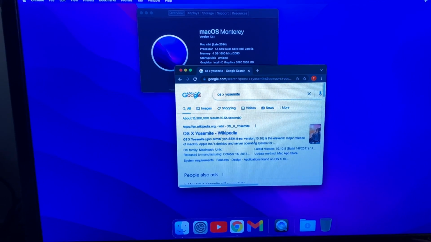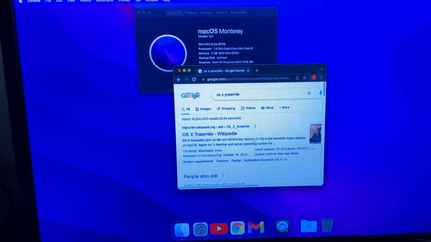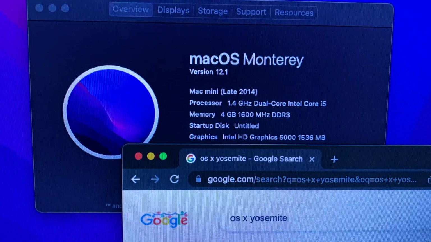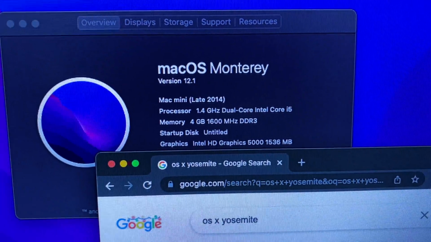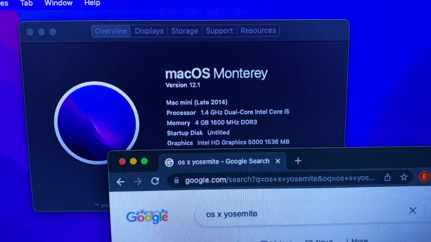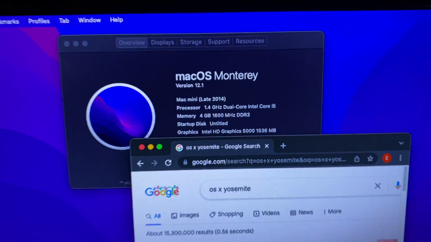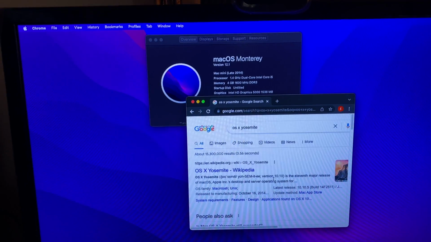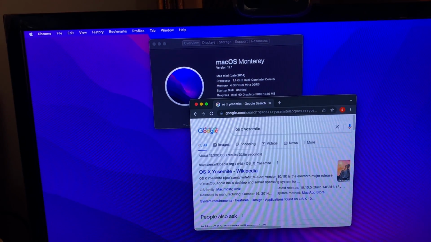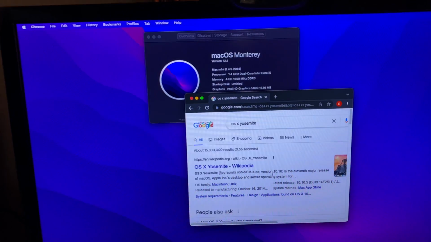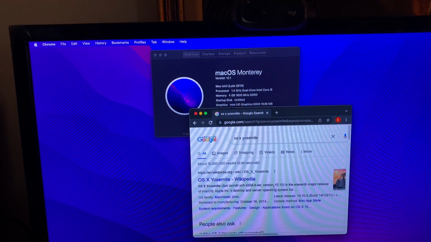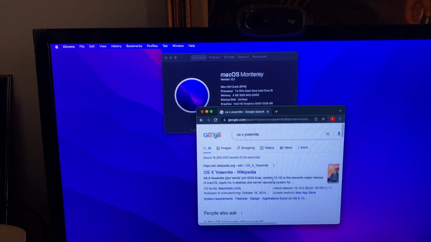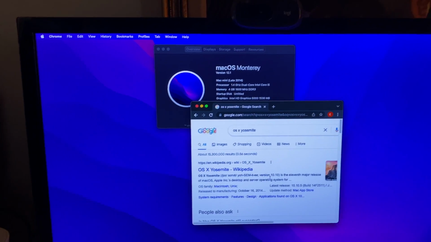And lo and behold, here it is, a stock late 2014 Mac Mini. And when I say stock, I mean literally stock: 1.4 gigahertz dual-core i5, 4 gigabytes of RAM, and a normal hard drive, not an SSD, and no upgraded RAM. It's literally the lowest level of the late 2014 model that you could possibly get with the Mac Mini.